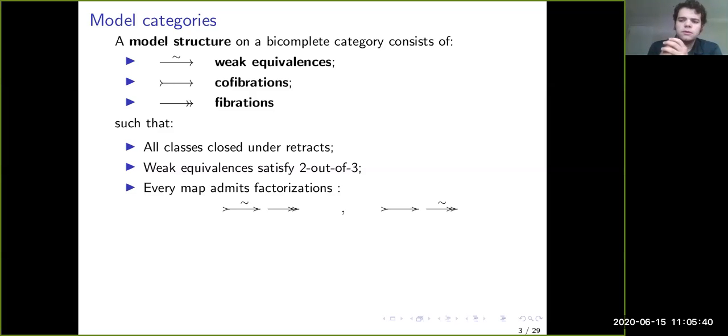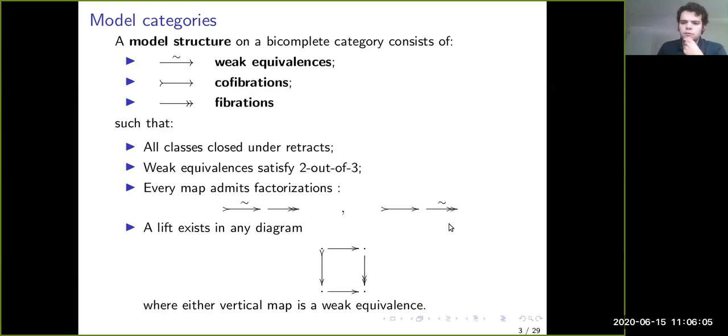For every map in this category, we have to have 2 specific kinds of factorizations. So every map needs to factor as a map which is both a cofibration and a weak equivalence, or what we call a trivial cofibration, followed by a fibration. That's what you see here. And we also need to be able to factor any map as a cofibration, followed by a trivial fibration.